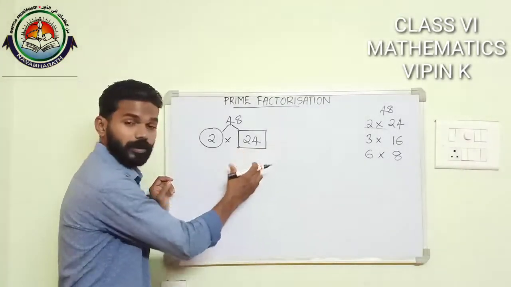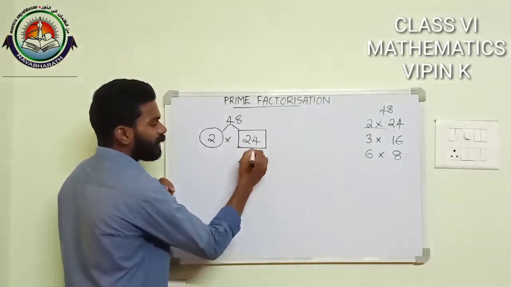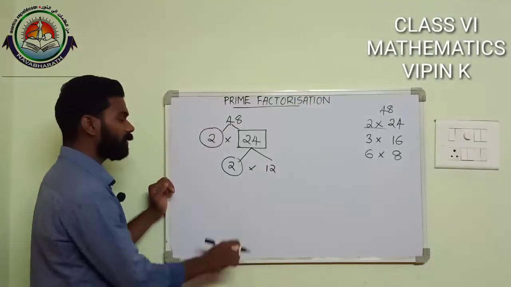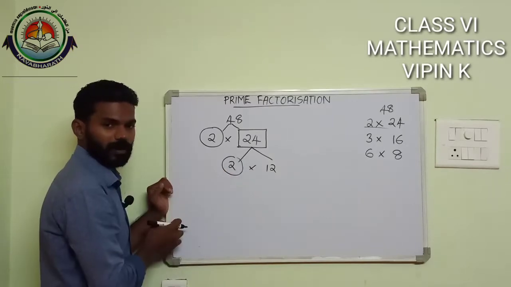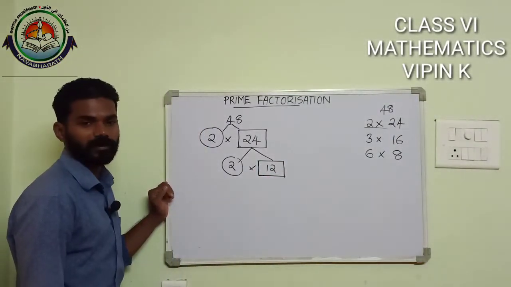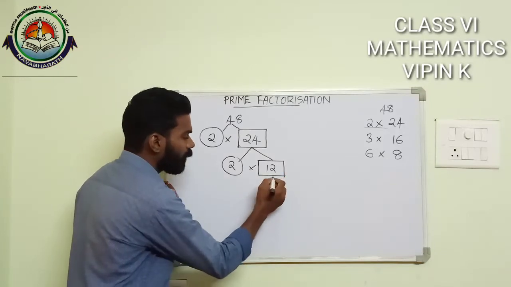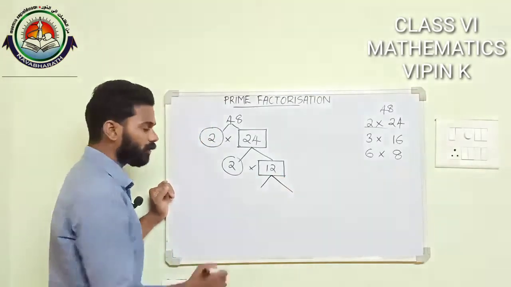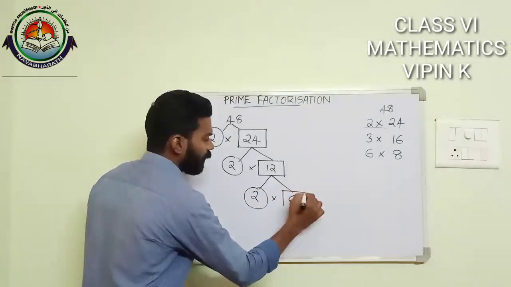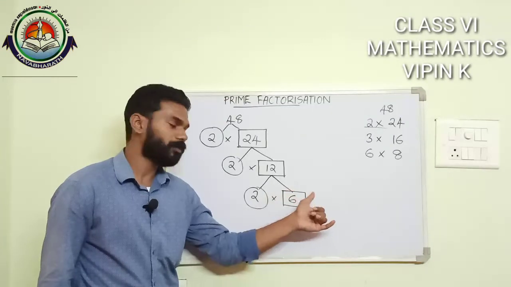Clear? Again this 24, I am going to further factorize. Okay, so we can write it like 2 into 12. Okay, and you know that 2 is a prime number, so it is just rounded. Now 12 is a composite number, so it can be put in a rectangle. Clear? Again, this 2 cannot be further factorized, but this 12 can be. So I am going to again factorize this 12. And you know that 12 again we can write as 2 into 6. And obviously 2, since it is a prime number, I just rounded it. And 6, which is a composite number, is to be put in a rectangle.